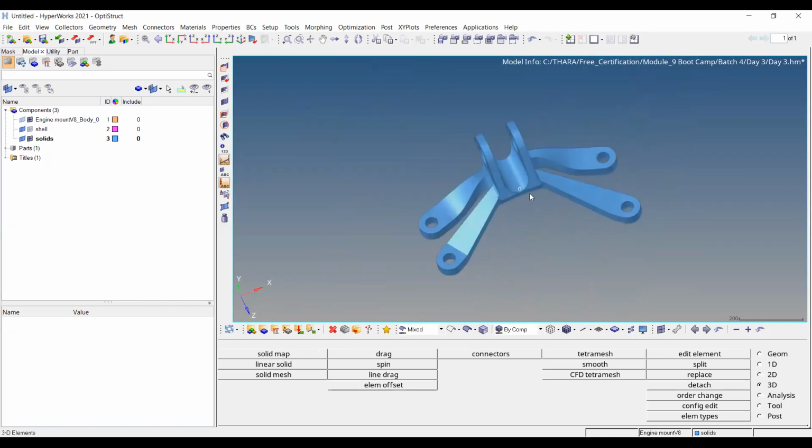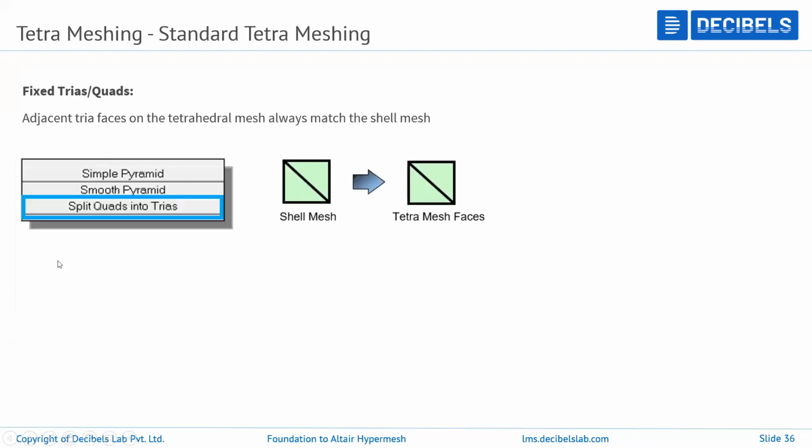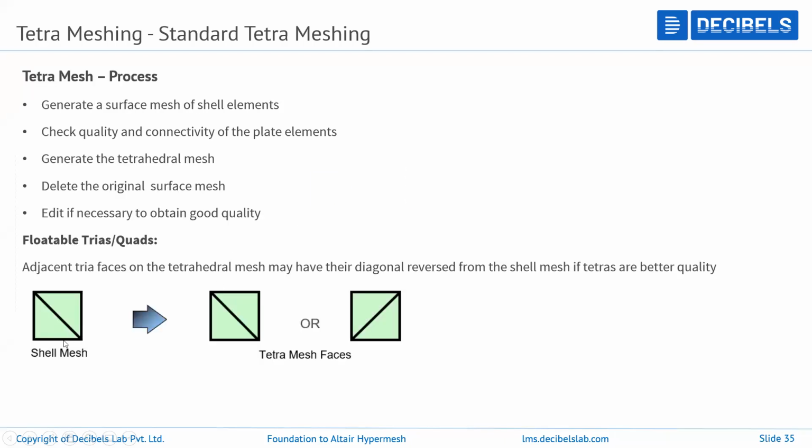If you want to create standard tetra elements, the mesh should be enclosed. If it is volume tetra, the geometry should be enclosed. These are the two main differences between creating the two tetra elements. Now, in the solid tetra mesh, you can see floatable and fixed trias. These are the two important things: you need to see the difference between floatable and fixed trias.